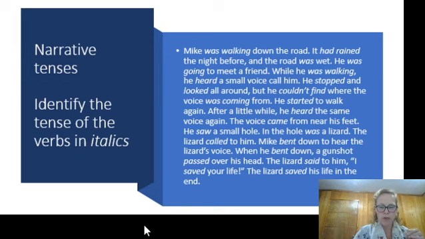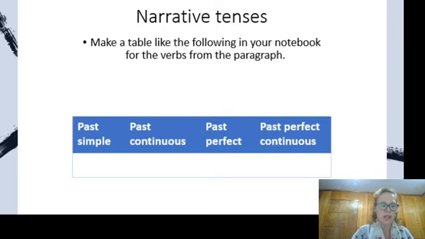So what you can do with the video is take a quick screenshot of this so you can read the paragraph again. And then what I'd like you to do is make a small table in your notebook and identify those verbs, okay, that are in the paragraph.